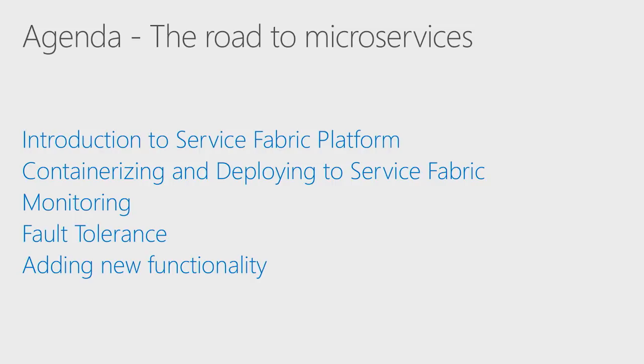And then we'll take a look at how we can take advantage of Azure's global scale to introduce fault tolerance to our application. After that, we'll take a look at how we'll actually introduce new functionality to our existing application using Service Fabric's platform and the programming models that it brings to us.